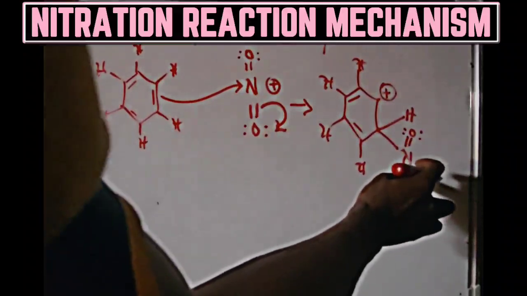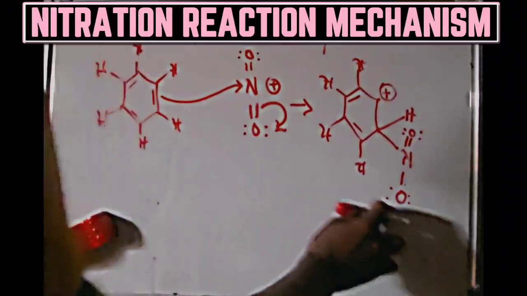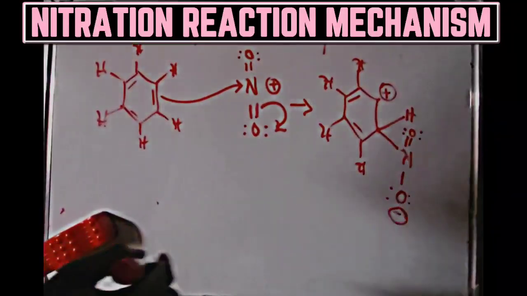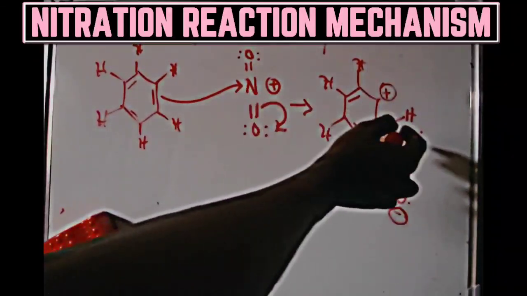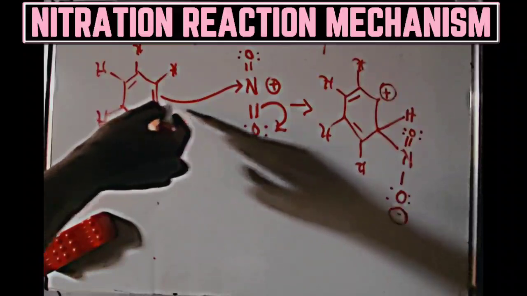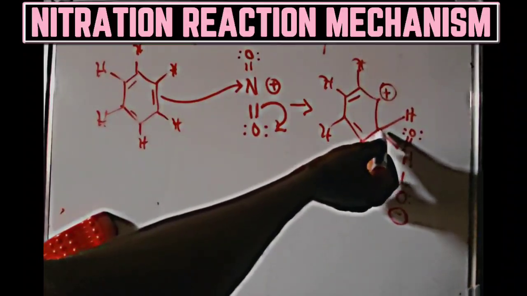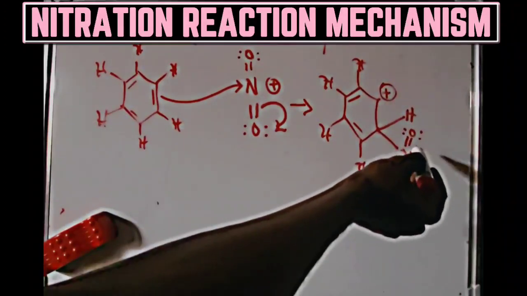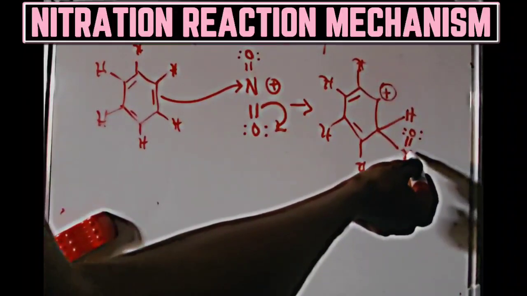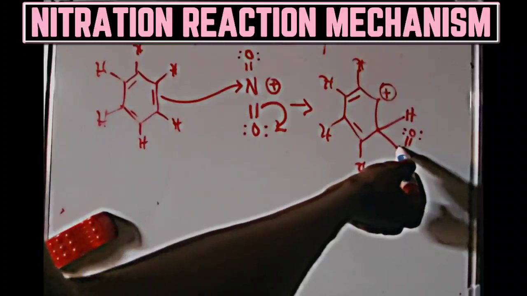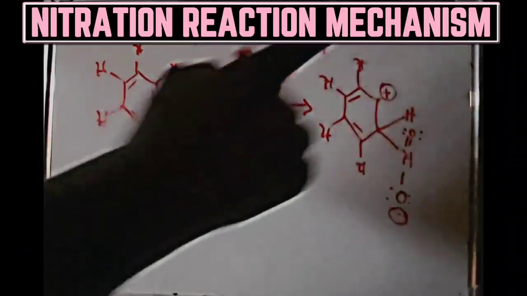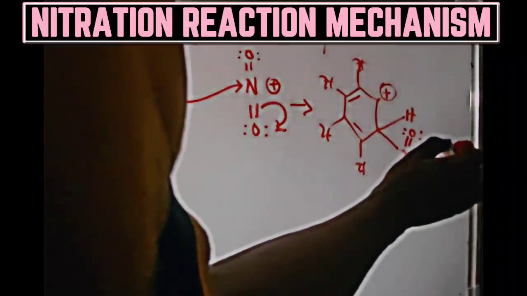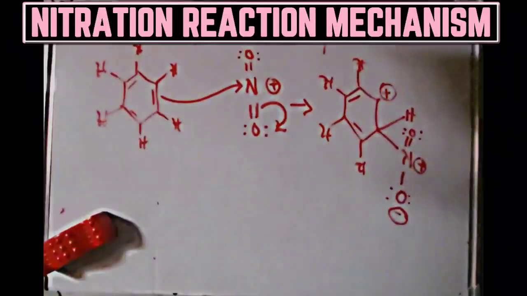If you look at this closely, you can now see that we've formed a bond between the carbon and the nitrogen. The carbon here is satisfied, 1, 2, 3, 4. Now look at it again. We have a nitrogen surrounded by how many electrons? 1, 2, 3, 4, right? It is deficient of 1, so we have a positive charge here.